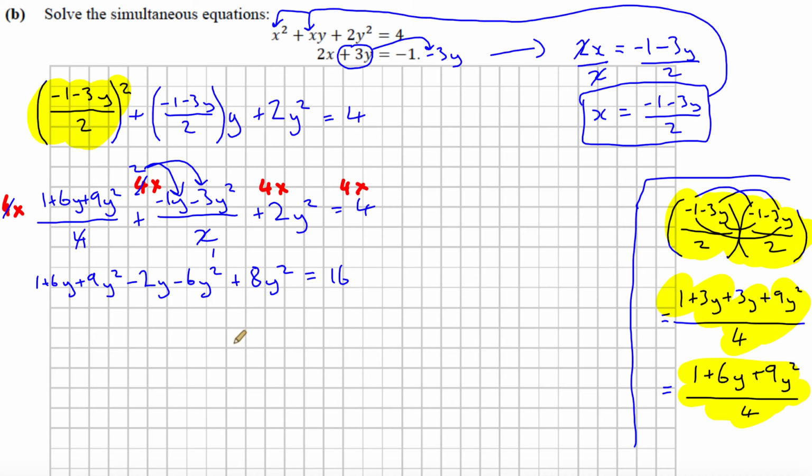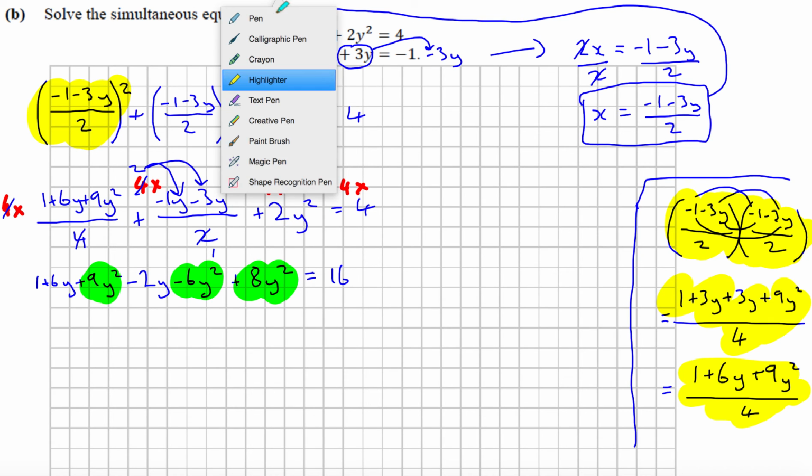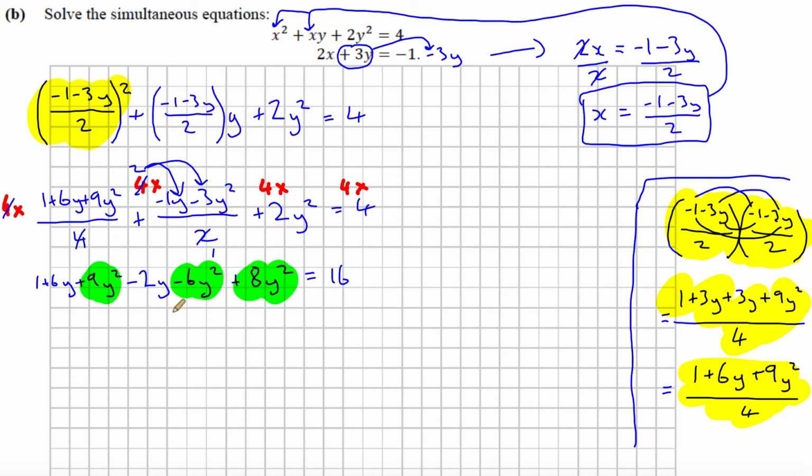Okay, so what have we got now? So now we're just going to tidy up the terms a bit. So we've got 9y squared minus 6y squared and plus 8y squared. So those three terms, 9 plus 8 is 17 minus 6, that's 11y squared. Then I've got my 6y minus 2y, so that's going to be 4y, positive 4y.